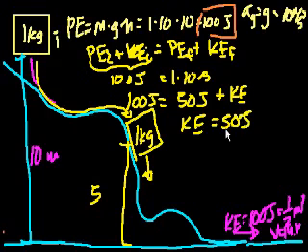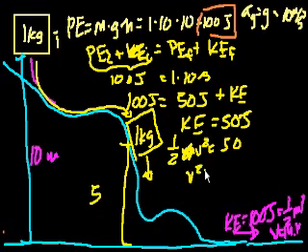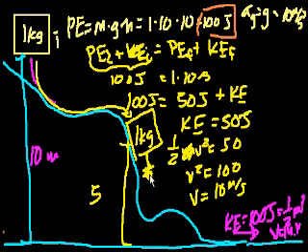And we can use this information, that the kinetic energy is 50 joules, to figure out the velocity at this point. 1/2 mv squared is equal to 50. The mass is 1. Multiply both sides by 2. You get v squared is equal to 100. The velocity is 10 meters per second along this crazy icy slide.